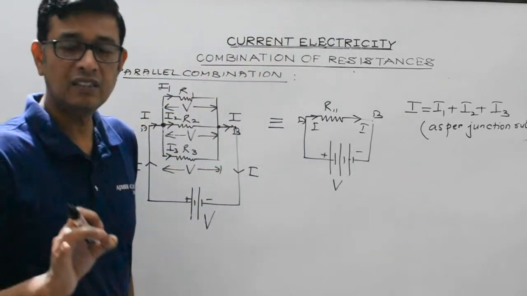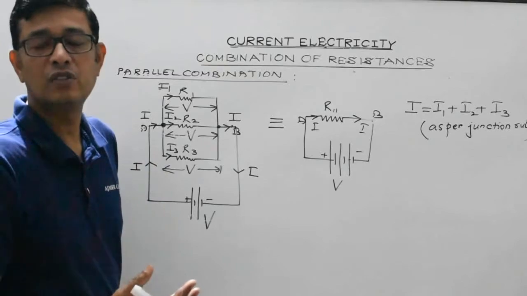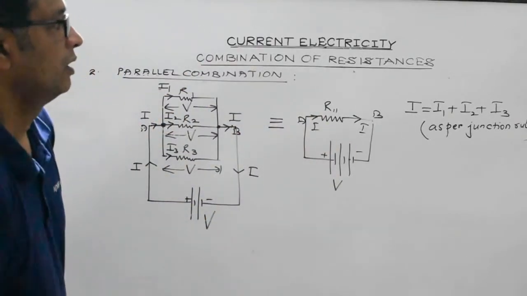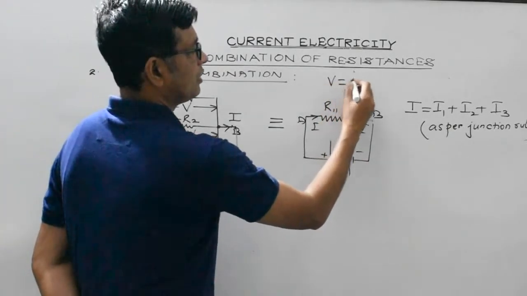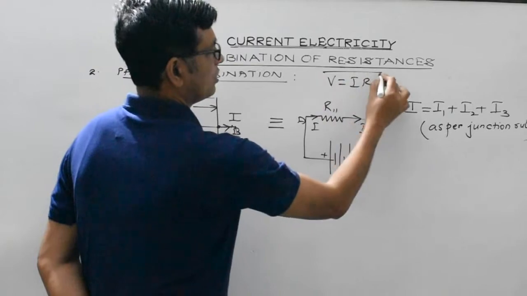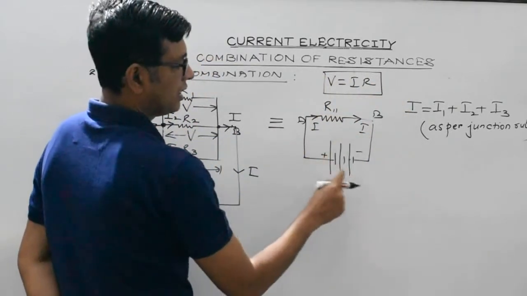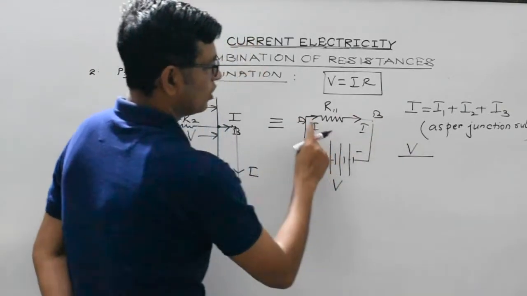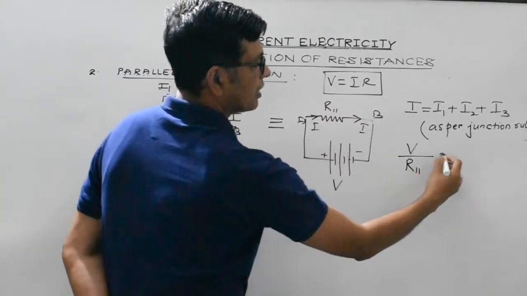Sum of the currents entering a particular junction must be equal to the sum of the currents leaving that junction, right? Now look, we are aware of Ohm's law, isn't it? Ohm's law is V is equal to IR. So this is the basic formula in current electricity. So I over here can be written as the potential difference between the points A and B, which is V. And what is the equivalent resistance between the points A and B? It is R parallel. We can write it like this.